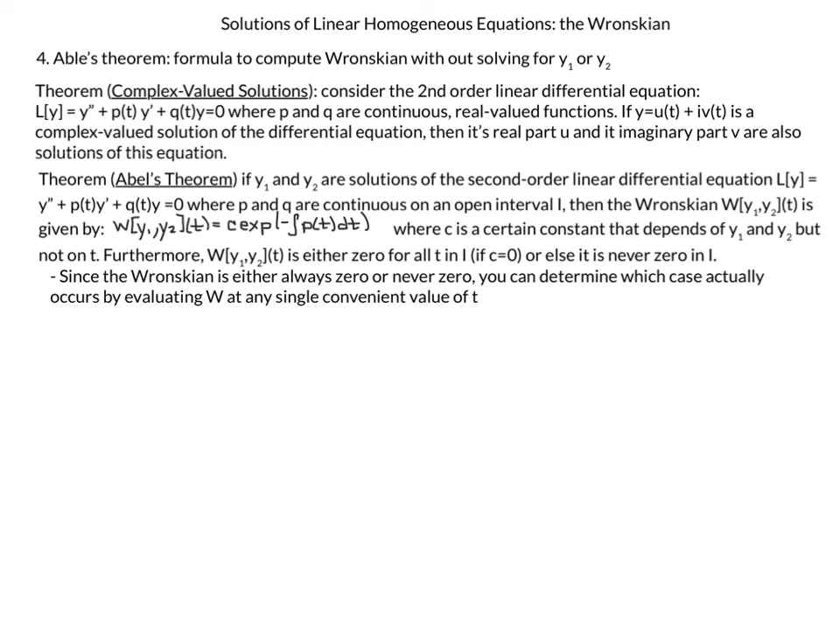Our last part of this summary is complex value solutions. If you have a solution to a second order equation that has a complex value, which looks like a real valued function plus i times a real valued function, then u of t and v of t are also solutions to this equation. Last, Abel's theorem allows us to calculate the Wronskian without finding the y1 and y2 solutions.